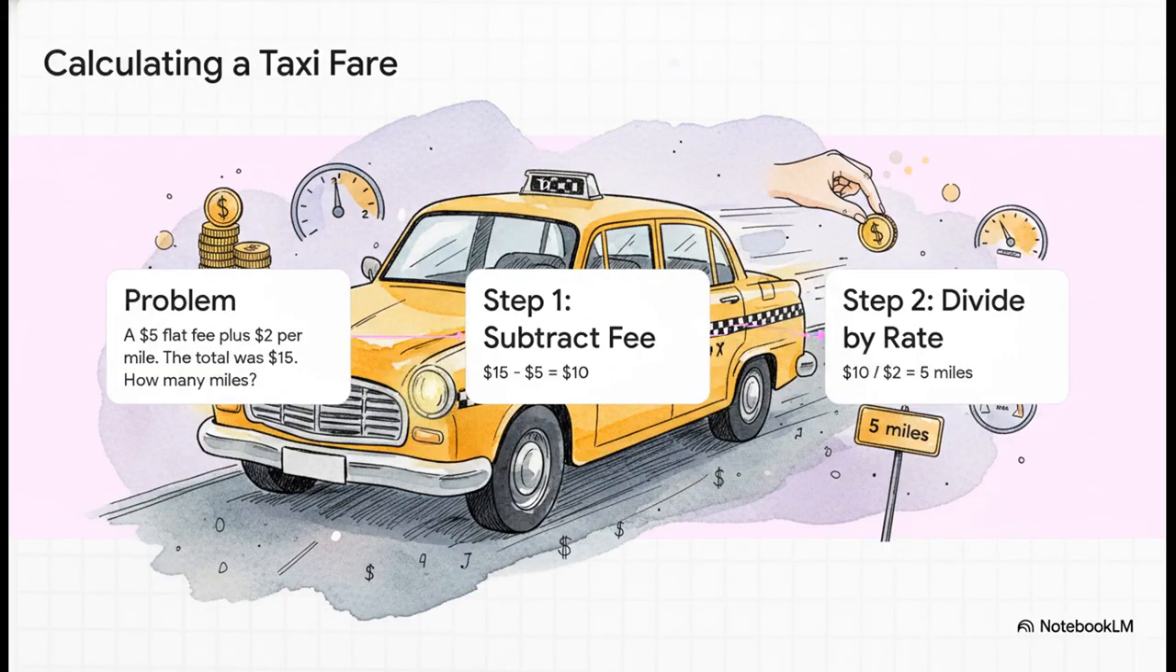Just think about taking a taxi or a ride share. There's almost always a flat fee just to get in the car, right? That's your constant, your outer box. And then there's a charge for every mile you travel. That's your coefficient, your inner box. So if the final fare was, say, $15, your brain automatically solves a two-step equation to figure out how far you went. You first subtract that flat fee, and then you divide what's left by the price per mile. That's SADMAP right there in the real world.